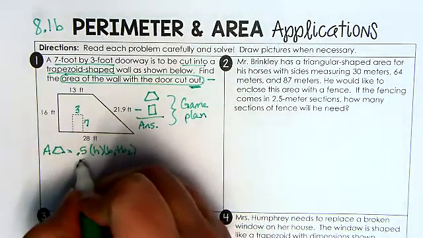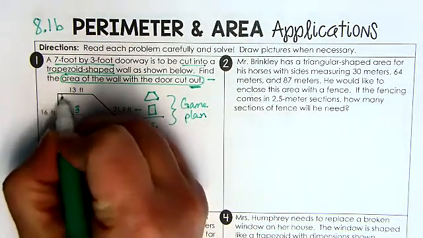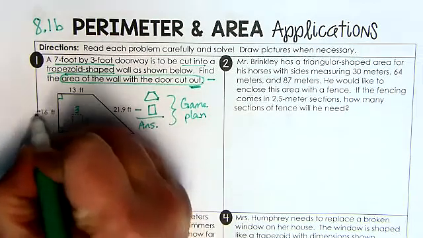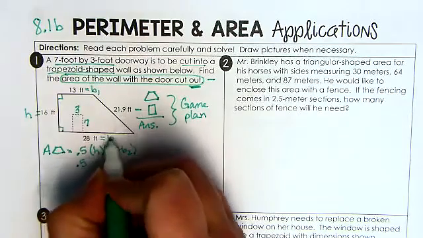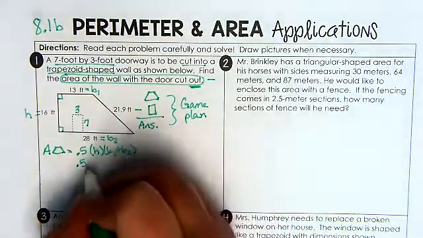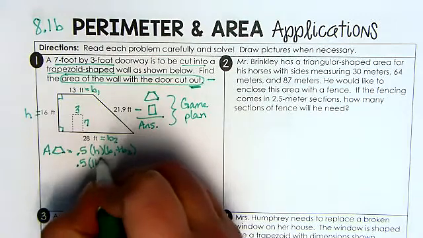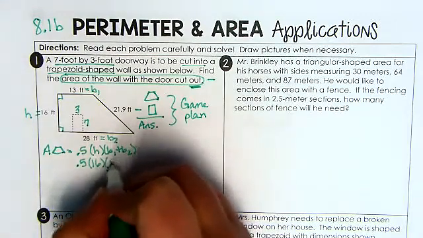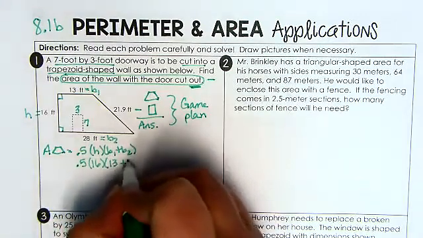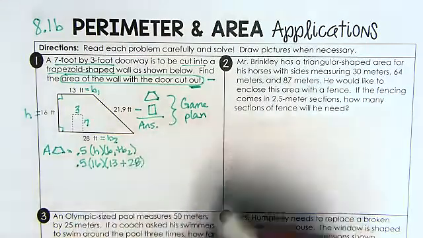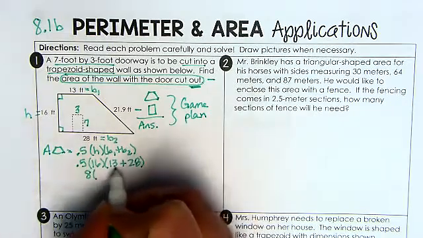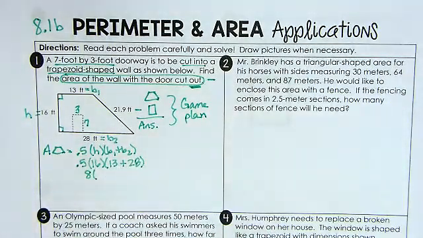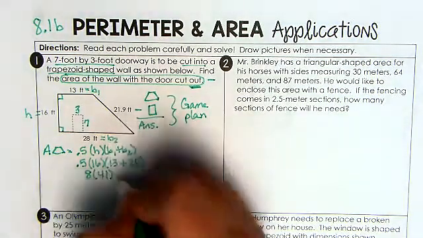So now I plug in my numbers. These are right angles, so therefore this is my height. We'll say this is B1 and this is B2. So my height is 16, and then I have 13 plus 28. So half of 16 is 8, and then I'm going to add 13 plus 28, which is 41.